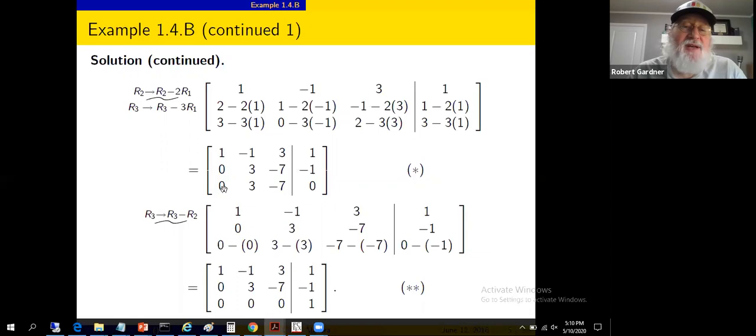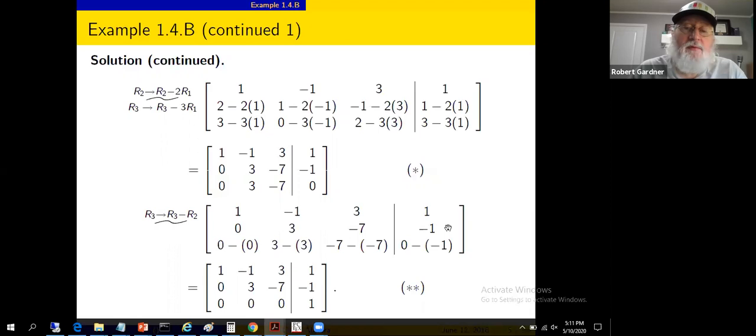Let's use the second row. Let's subtract the second row from the third row. The 0 won't mess up the 0. The 3 will be subtracted from the 3 to give us 0, and some other stuff will happen. So the plan is to take row 3 and subtract from it row 2. All right. Row 1 and 2 don't change. Go ahead and write those out. I'm doing this by hand.